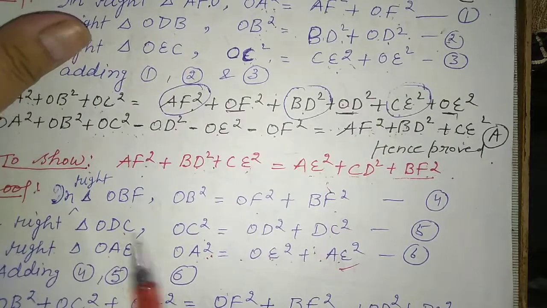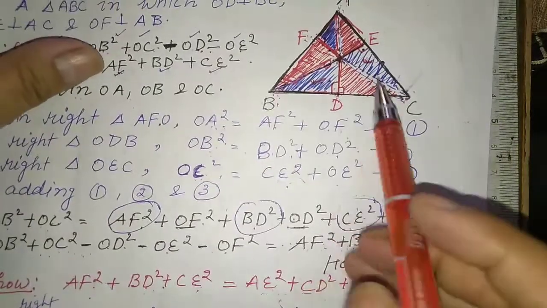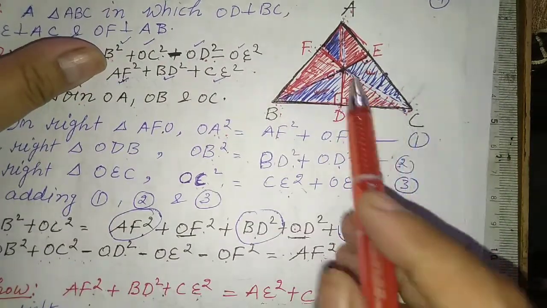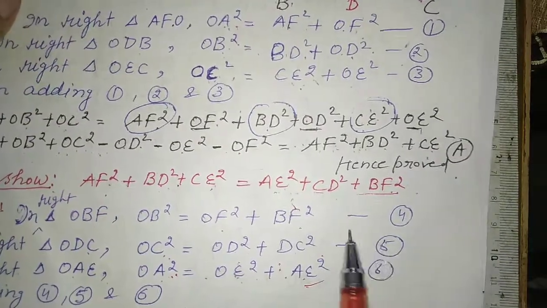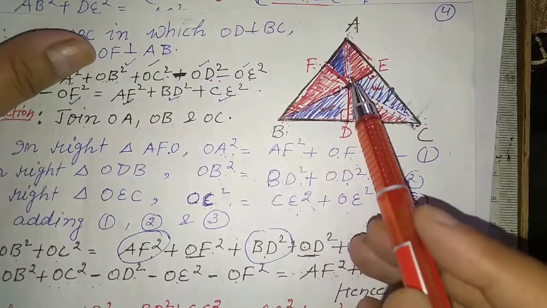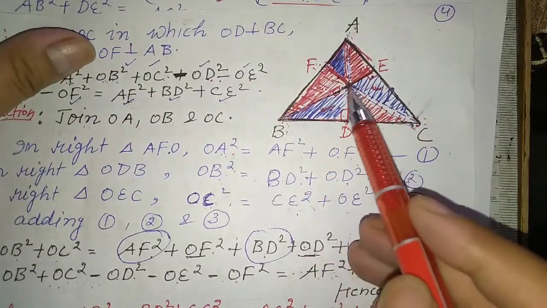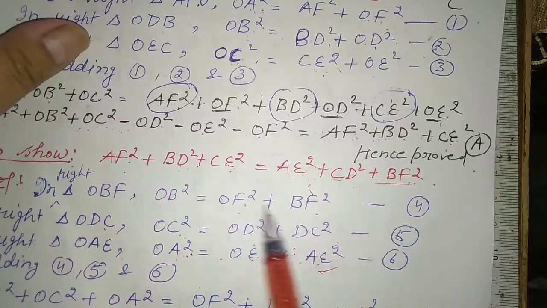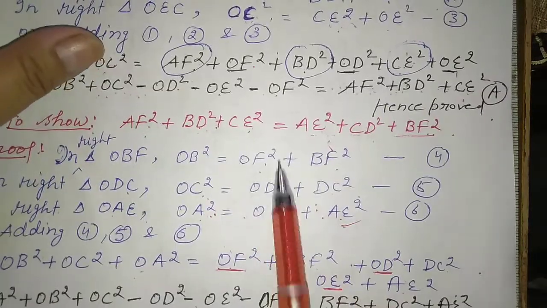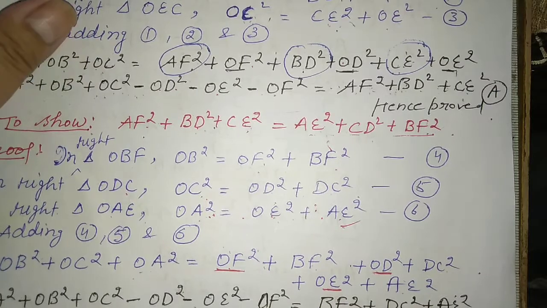So ODC, this is ODC. OC square is the hypotenuse, OD plus DC are the other sides. Similarly, OBF, this is OBF, here it is 90, so OB is the hypotenuse. So OB square is equal to OF square plus BF square. Now we will add both the equations.